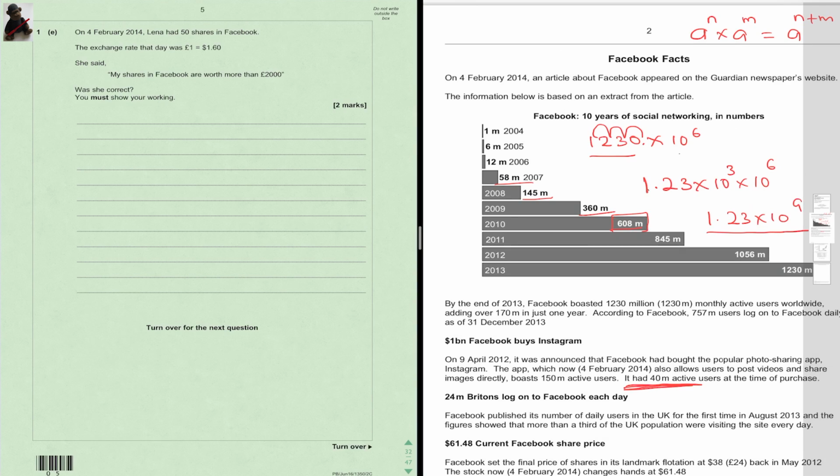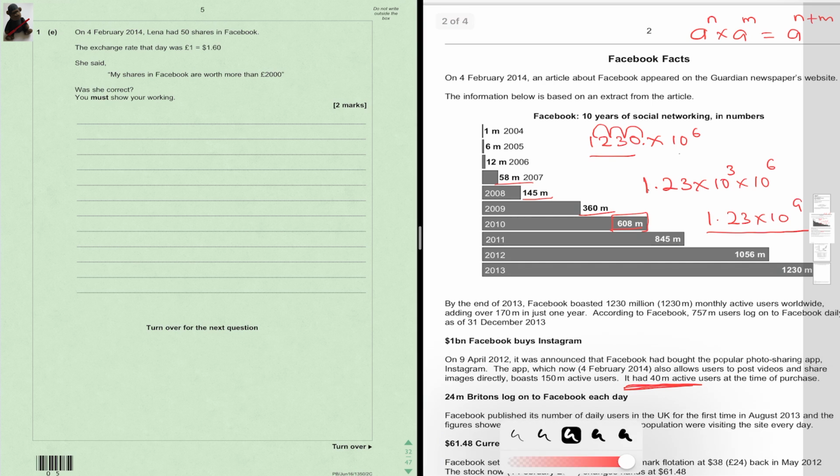Question 1E. On 4th February 2014, Lena had 50 shares in Facebook. The exchange rate that day was £1 equals $1.6. She said, "My shares in Facebook are worth more than £2,000." Was she correct? You must show your working.